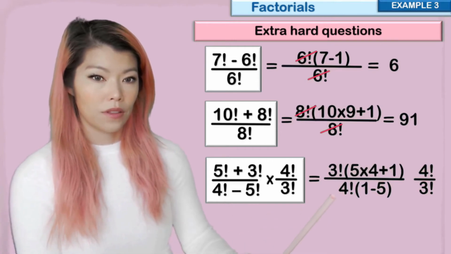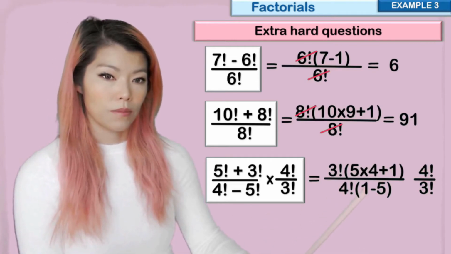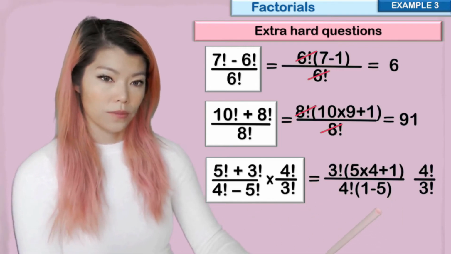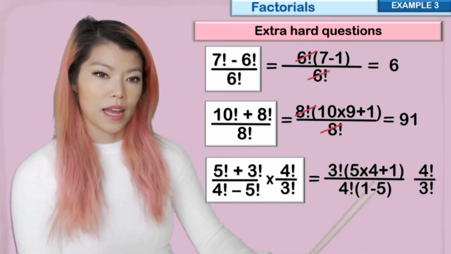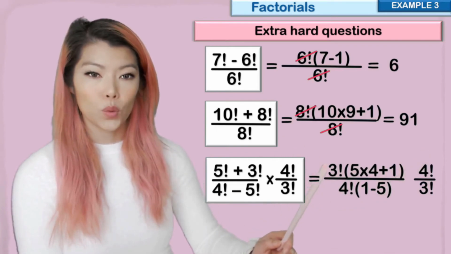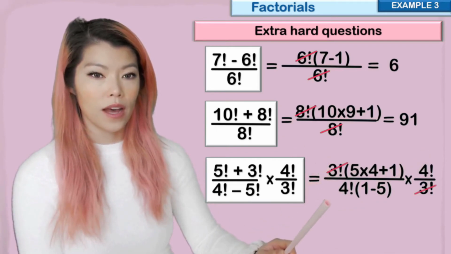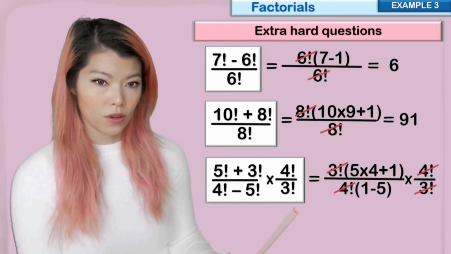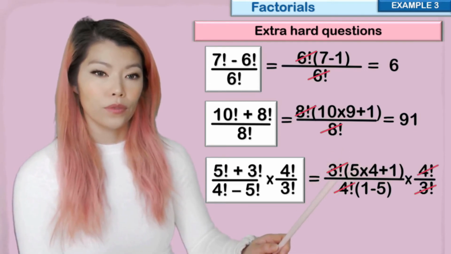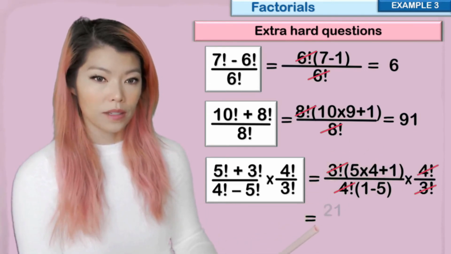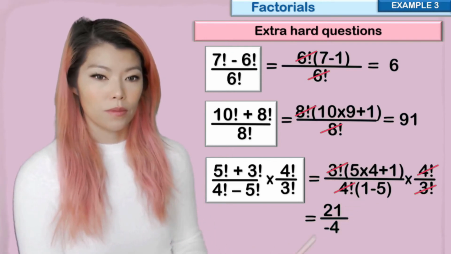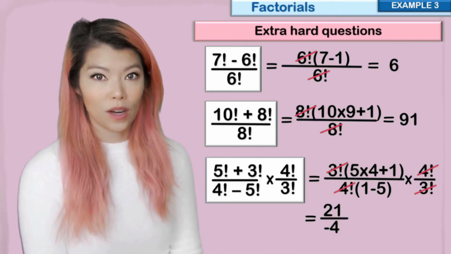So now we have the 4 factorial times 1 is 4 factorial, and 4 factorial times 5 is 5 factorial. I'm just checking. Now we can cancel out tops and bottoms. We have 3 factorials that we can cancel out, and the 4 factorial we can cancel out. Now we're left with 5 times 4 is 20, plus 1 is 21, and 1 minus 5 is minus 4. So minus 21 over 4.